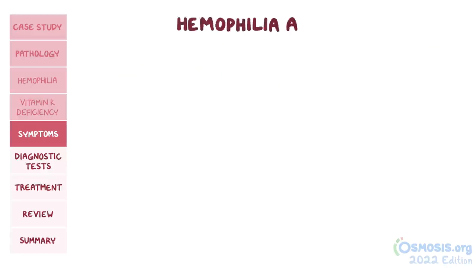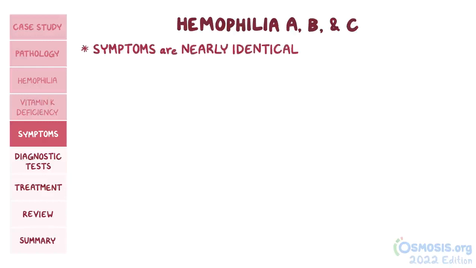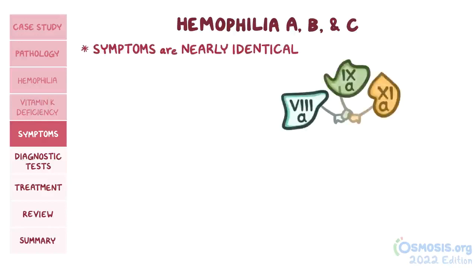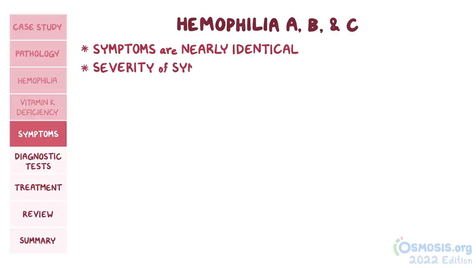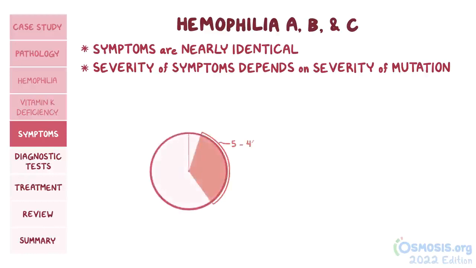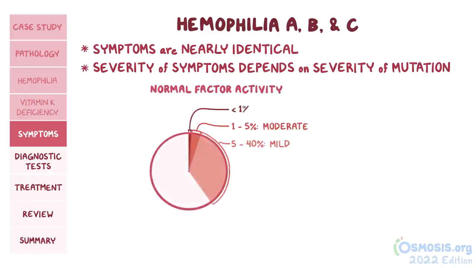For hemophilia A, B, and C, the symptoms are nearly clinically identical, which makes sense since factors 8A, 9A, and 11A work together in the coagulation cascade to activate factor 10. The severity of the symptoms depends on the severity of the underlying mutation. Having 5 to 40% of normal factor activity is mild, 1 to 5% is moderate, and less than 1% is severe. Unfortunately, most hemophiliacs have severe disease.